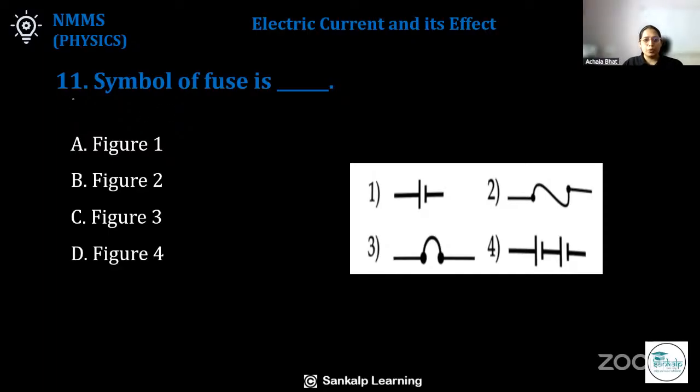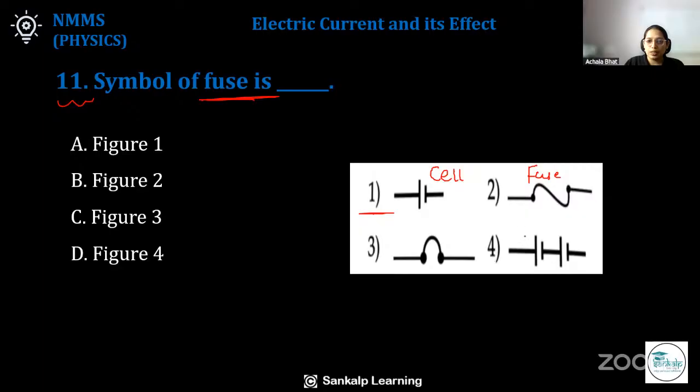Let us see question number 11 of NMMS Physics chapter Electric Current and its Effect. Symbol of fuse is. First symbol represents, yes, this is cell. Second one is fuse. Third one is wire bridge. Here there is no electrical connection.